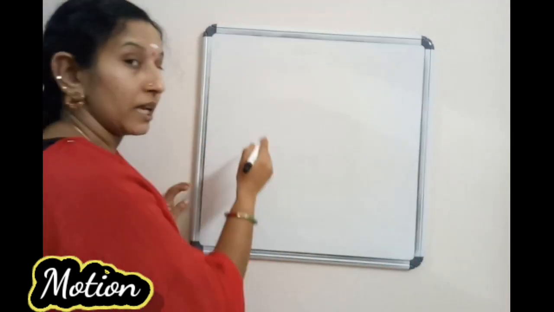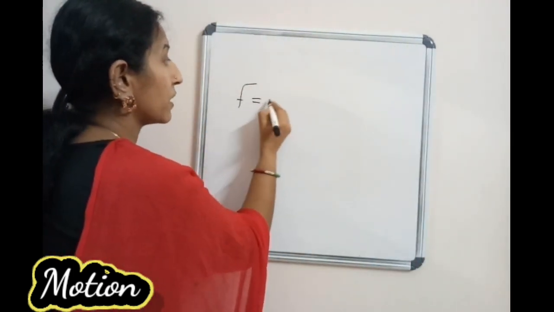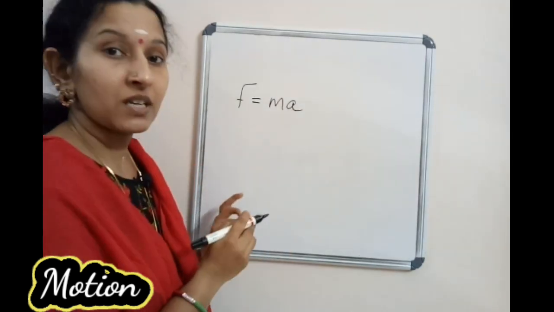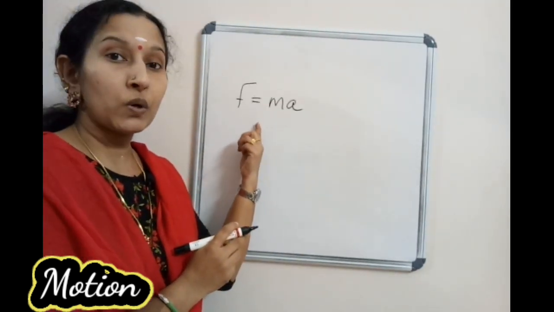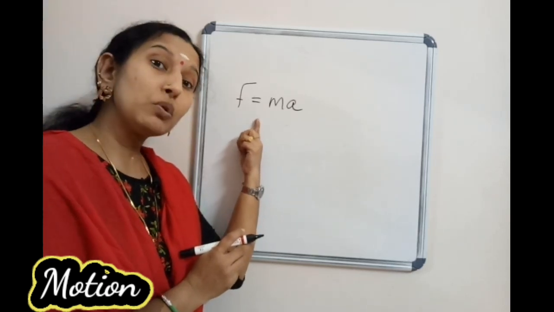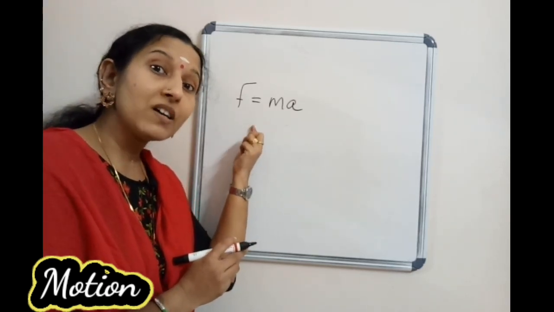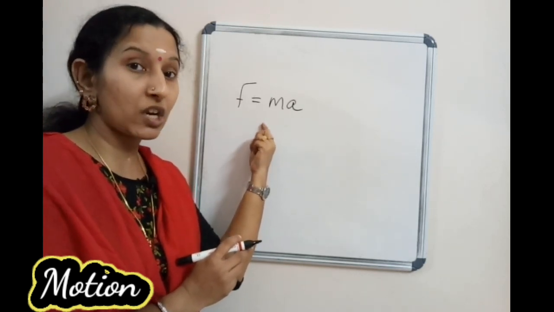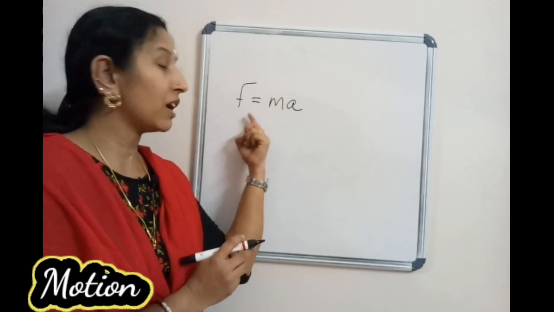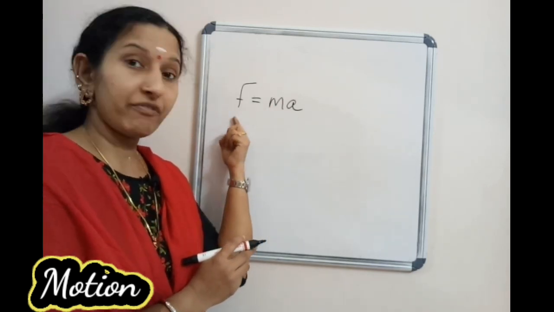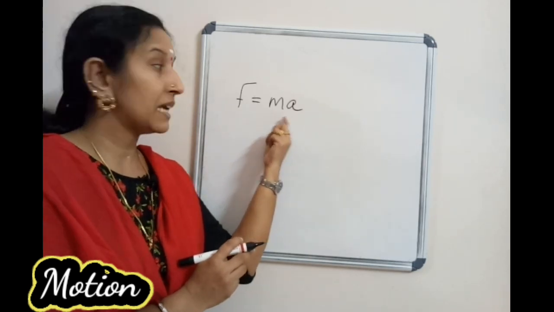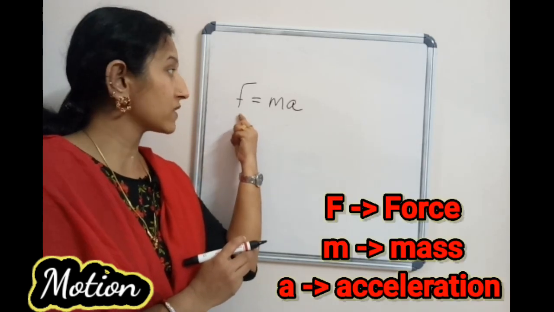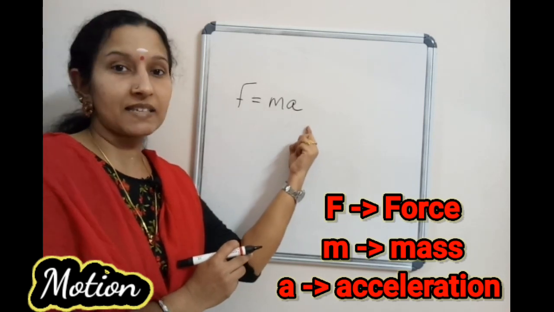And what is the mathematical representation of the second law of motion? F equal to ma. So now we are going to state our first law of motion from this. Here F is the force, m is the mass, a is the acceleration, right?